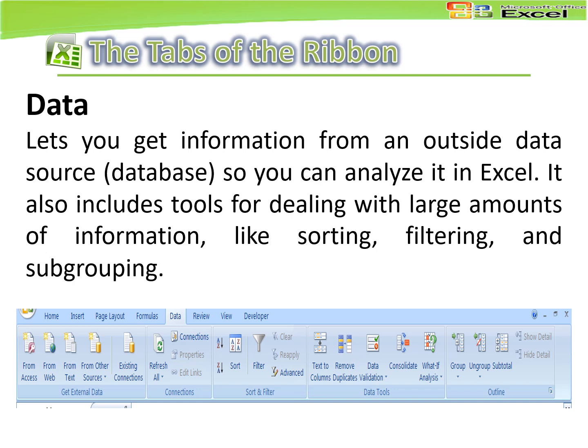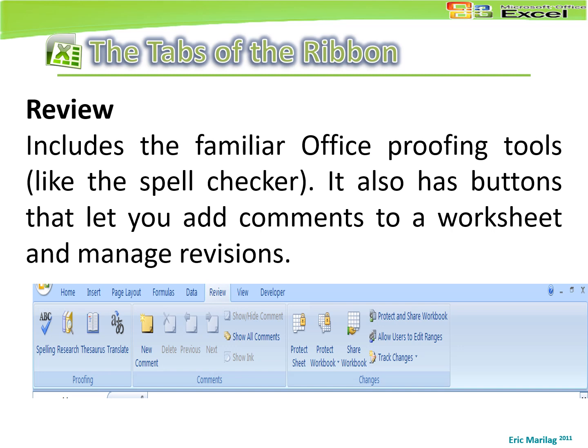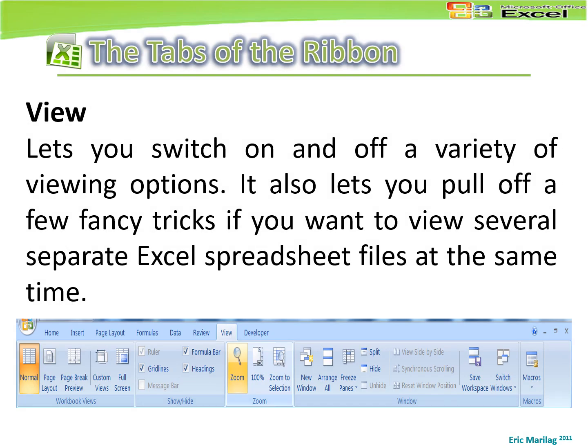And we have also the data. So it lets you get information from outside data source or what we call database. So you can analyze it in Excel. So it also includes tools for dealing with large amounts of information like sorting, filtering, and subgrouping, right, the data in your worksheet. And we have also the review tab, just like with the other MS Office also, right? It is used for proofing tool or spell checker. It has also a button that lets you add comments to a worksheet and manage revisions or for editing. We have also the view tab.